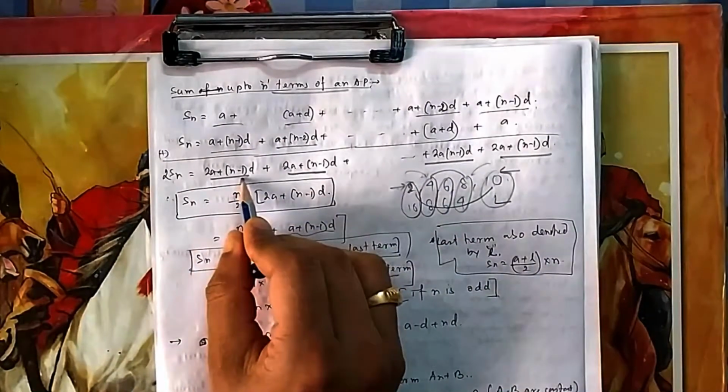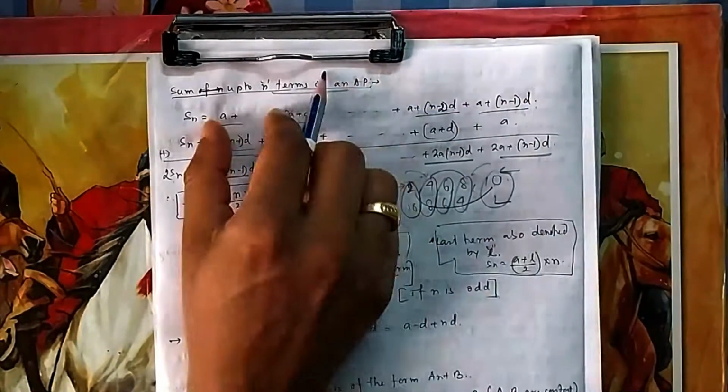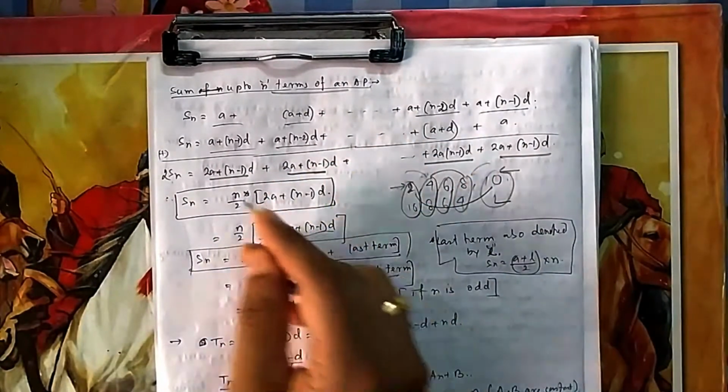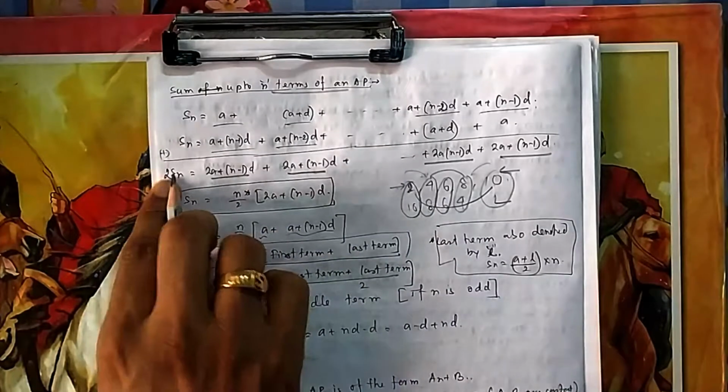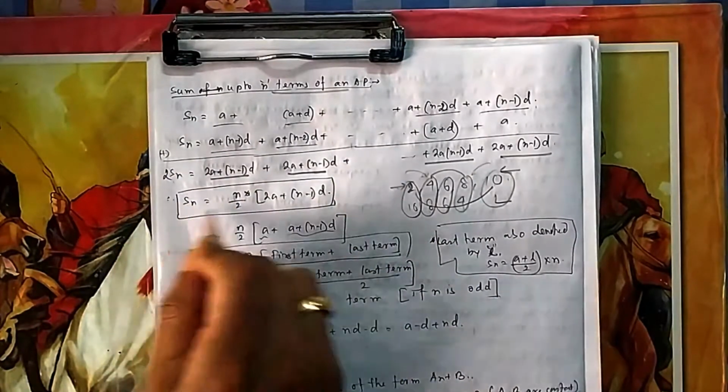So how many 2a plus n minus 1 into D will be there? Because there are n terms, so you will get n such things. So if you add n same things, it will be n into this. So these two you can bring to this side and divide. So your Sn becomes this.